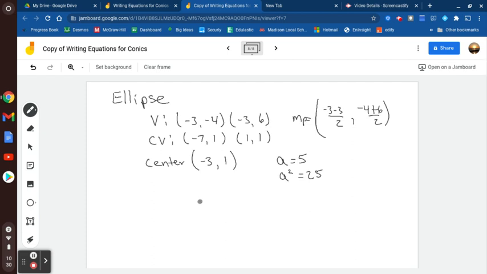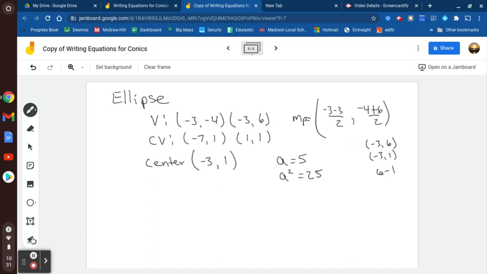Now, if I've just lost you, here's another way to do it. Take two of those points. I like to use one with a positive if I can. So -3, 6 and the center, and I subtract the ones that are different. So I did 6 minus 1. That's another way I can get the 5.